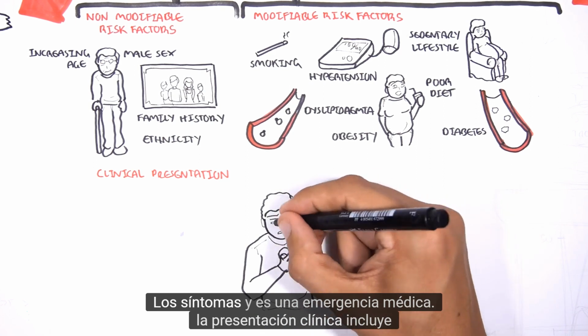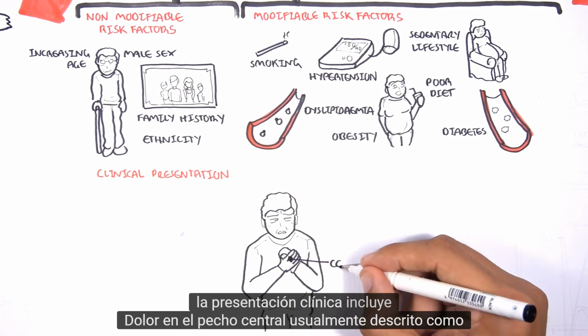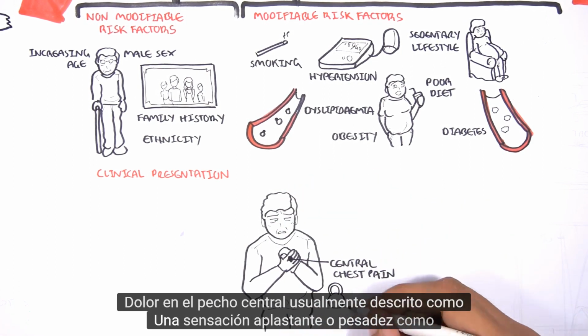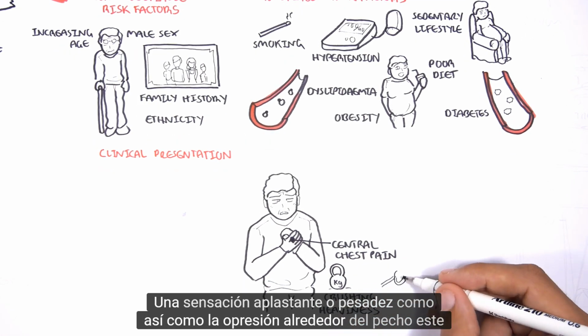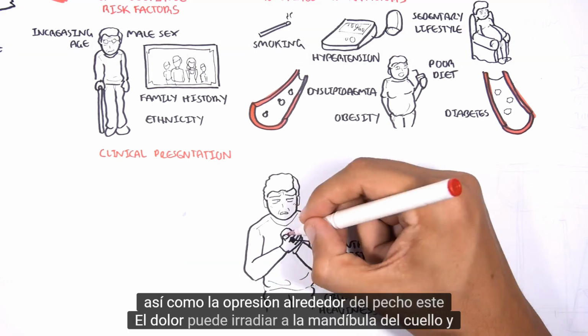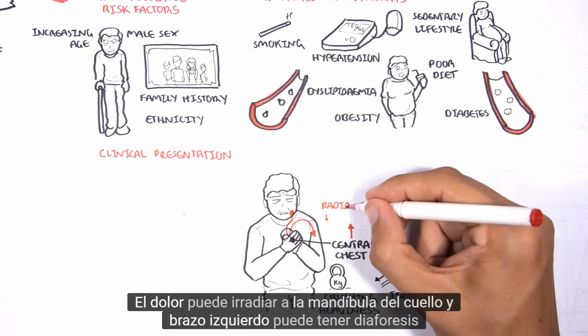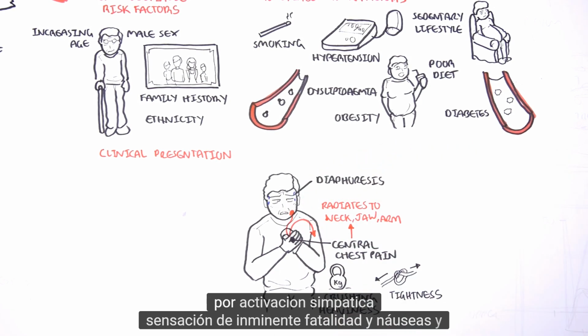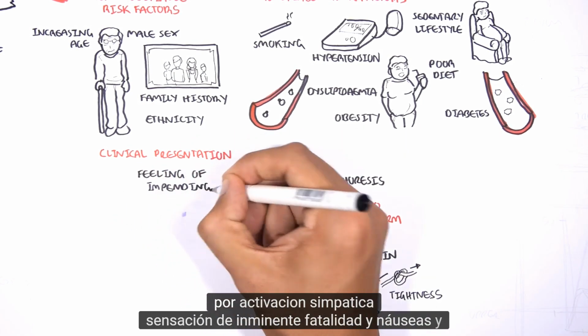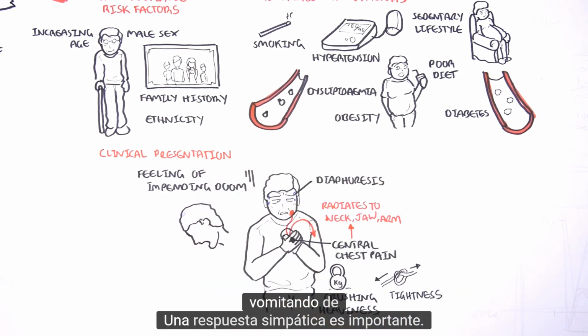The clinical presentation include central chest pain, usually described as a crushing sensation or heaviness, as well as tightness around the chest. This pain can radiate to the neck, jaw, and left arm. You can have diaphoresis because of sympathetic activation, feeling of impending doom, and nausea and vomiting from parasympathetic response.